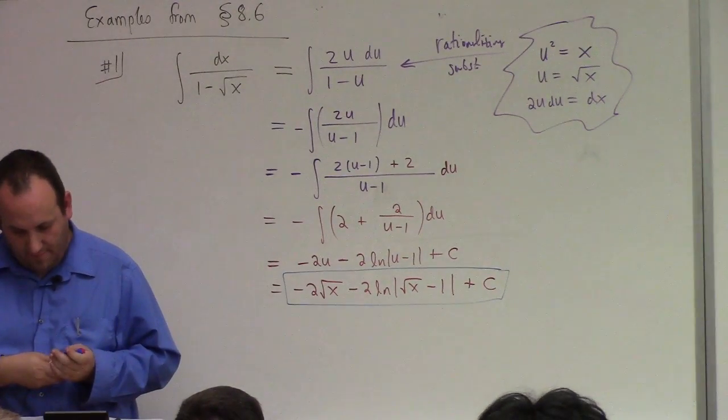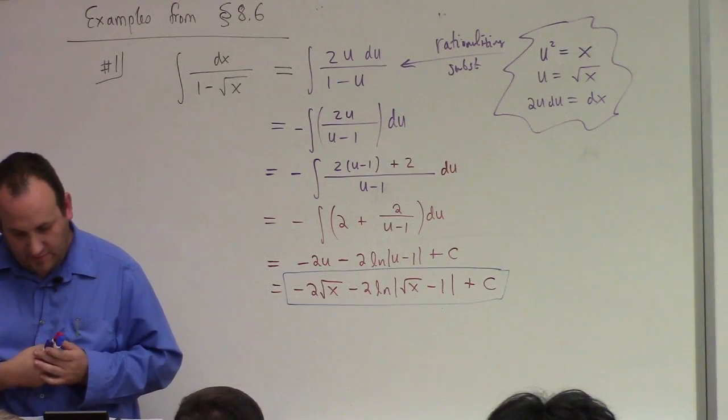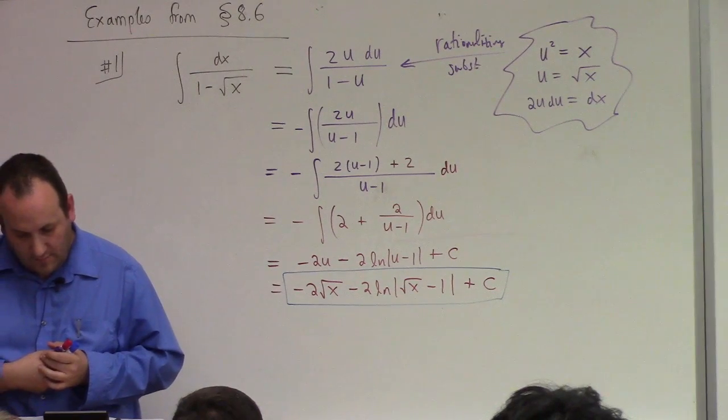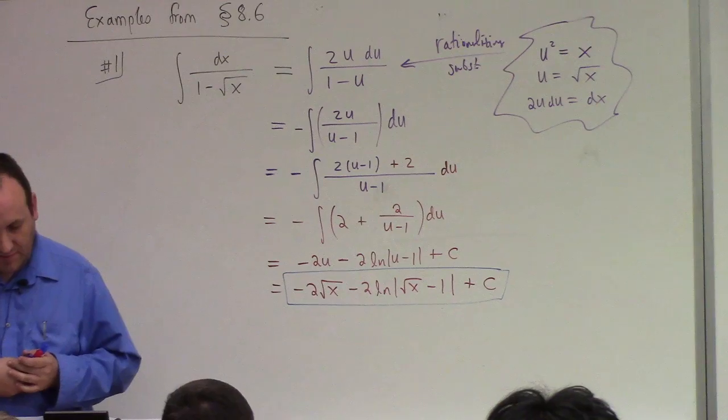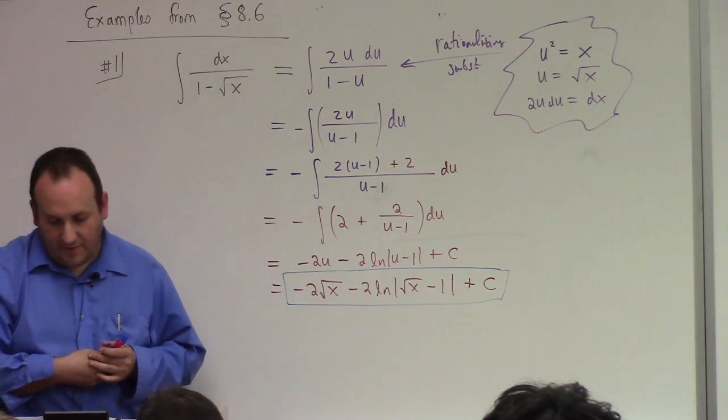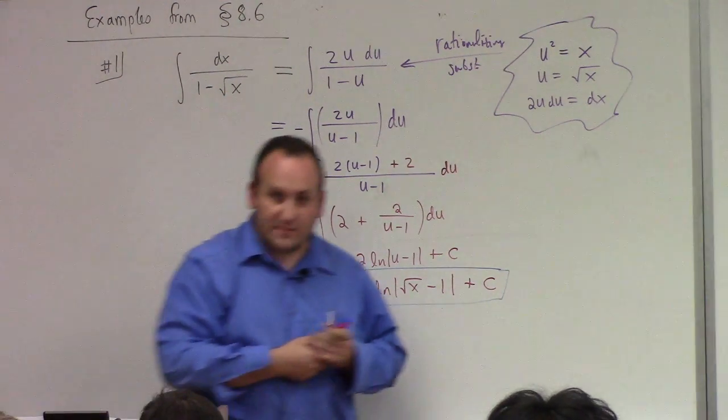Okay. Let's see here. Let's take number 16 for a spin, see how that goes. There we have the integral of dx over 1 plus e to the minus x.